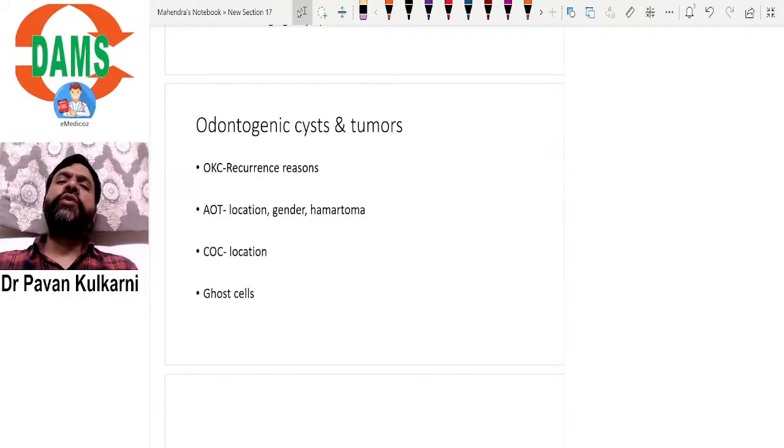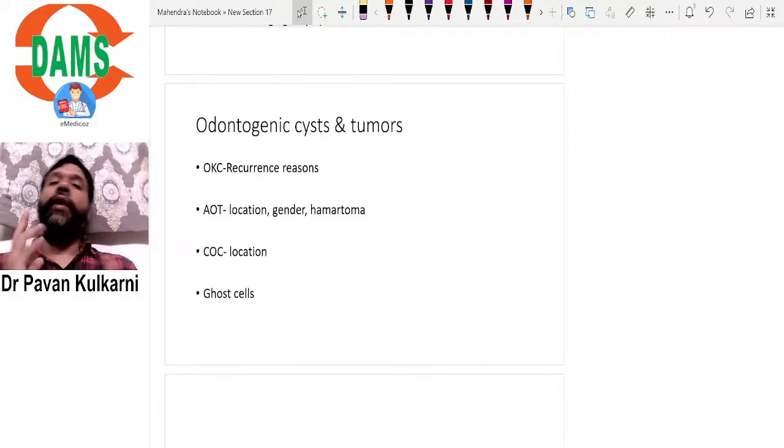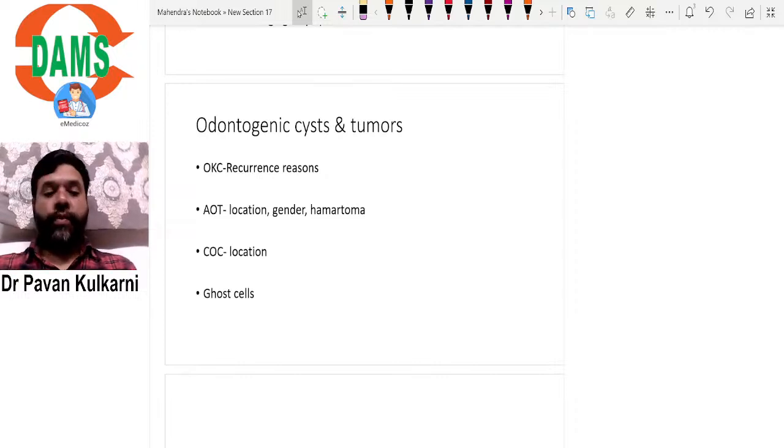COC, all of us know COC, calcifying odontogenic cyst, which is also known as Gorlin cyst. Again, it is very important here. Why? Because it will show a specific location, that is anterior maxilla. And the radiograph is also very specific for this. It will have a mixed radiolucent, radio-opaque lesion. Anterior maxilla, mixed radiolucent, radio-opaque.